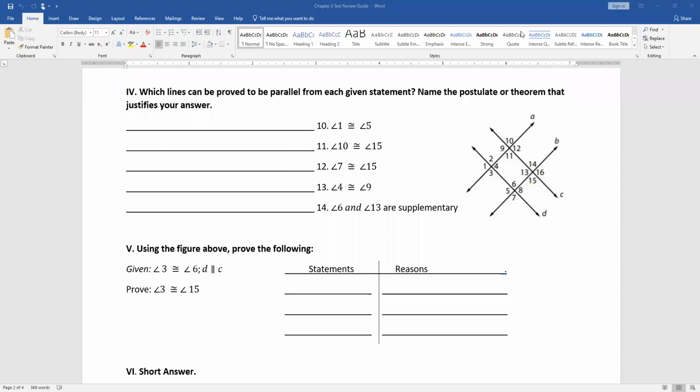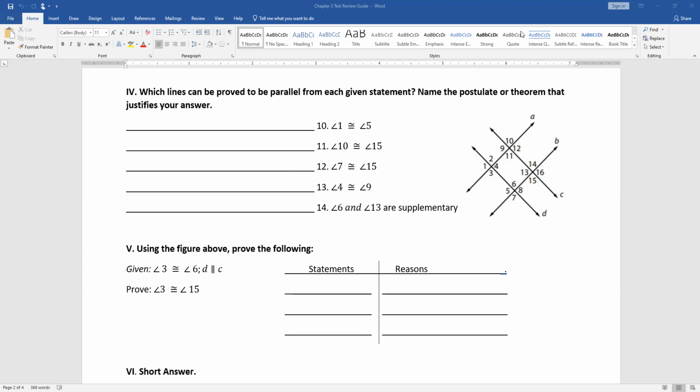All right, so this is the second page of the test review guide. For this part, you needed to be able to state which lines can be proved to be parallel from the given statement, and then name the postulate or theorem that justifies your answer.